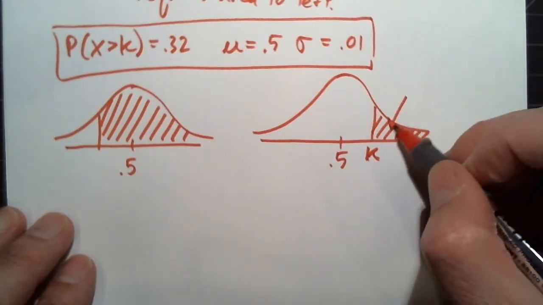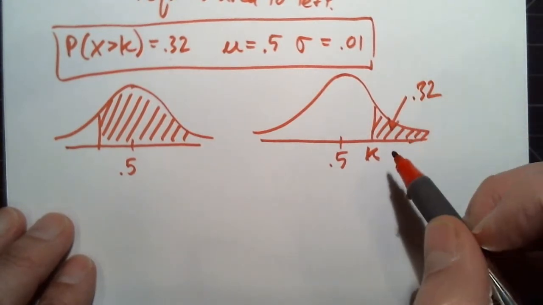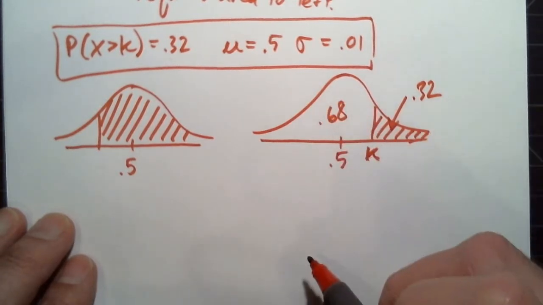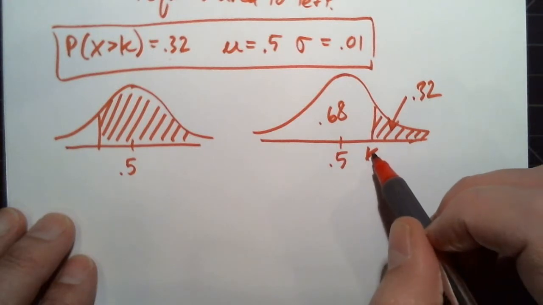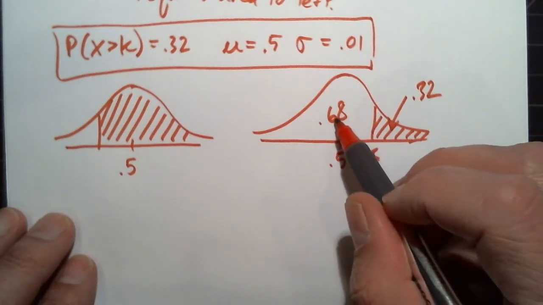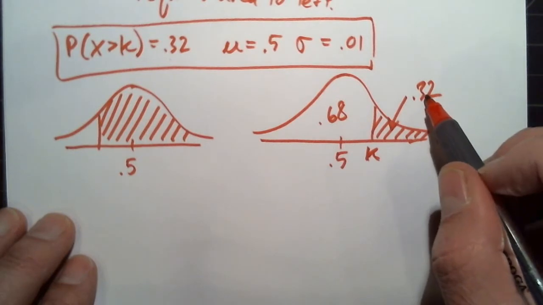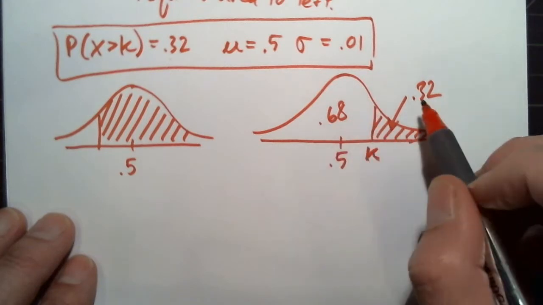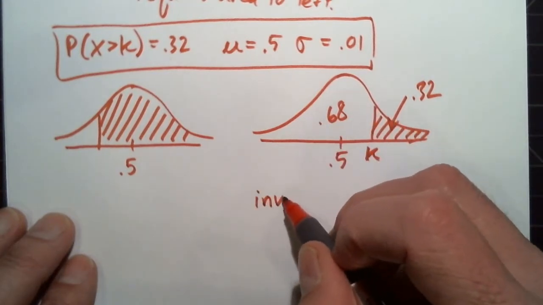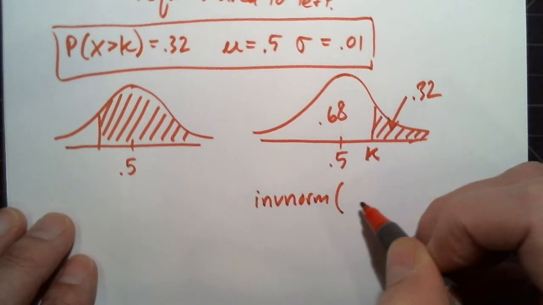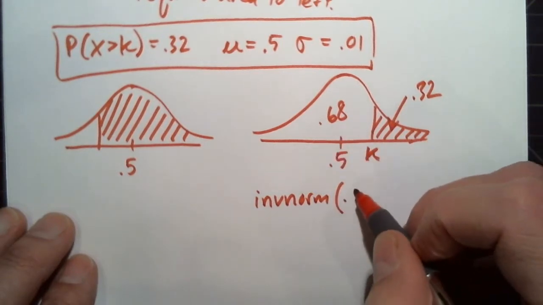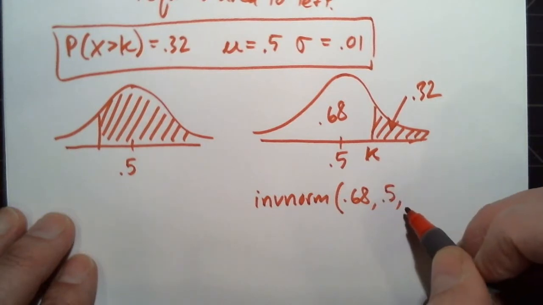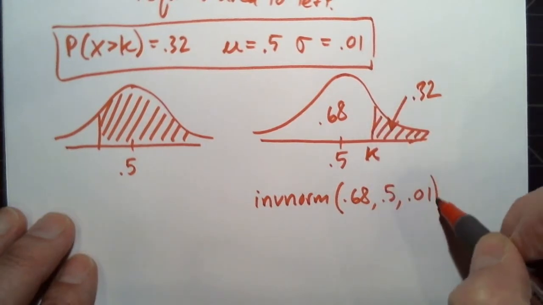But also, we know that this is 0.32, and to use inverse norm, we should be looking at 0.68. It doesn't matter whether I'm talking about 0.68 to the left or 0.32 to the right, it's still going to be the same number here. This number divides the graph into these two areas. So then we can just do inverse norm, and it's going to be the probability, the mean, and the standard deviation.